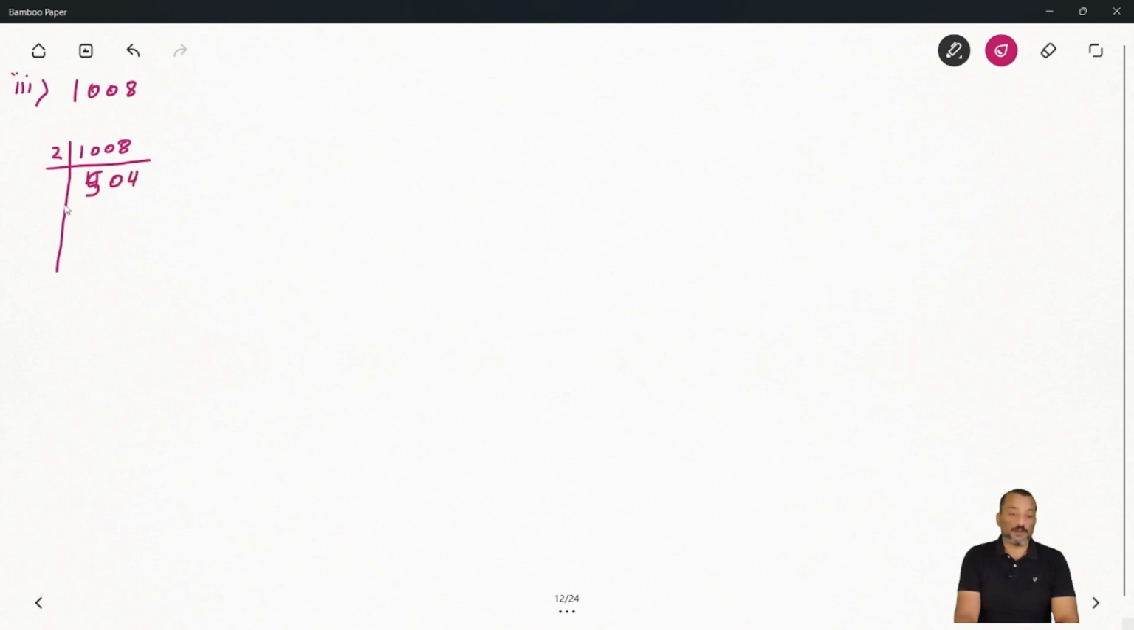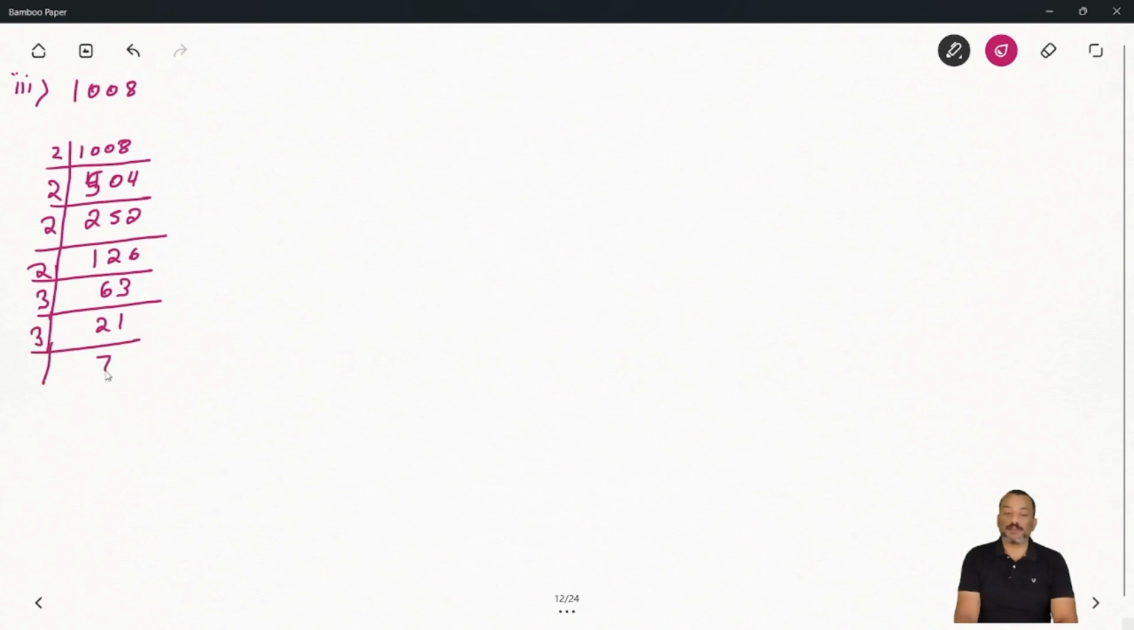504. Now again you can divide by 2, so you will get 252. Now again you can divide by 2, you will get 126. Now again divide by 2, so you will get 63. Now 63 is not divisible by 2, go with 3. So you will get 21. Now 21 divided by 3, you will get 7. Now 7 you will divide by 7, you will get 1.